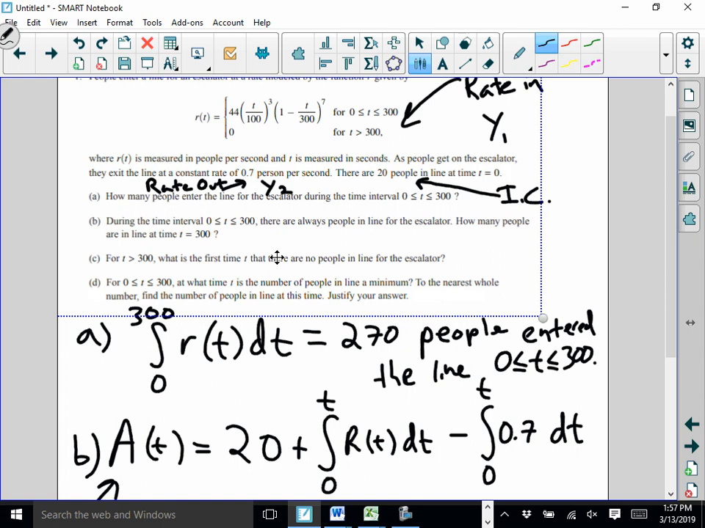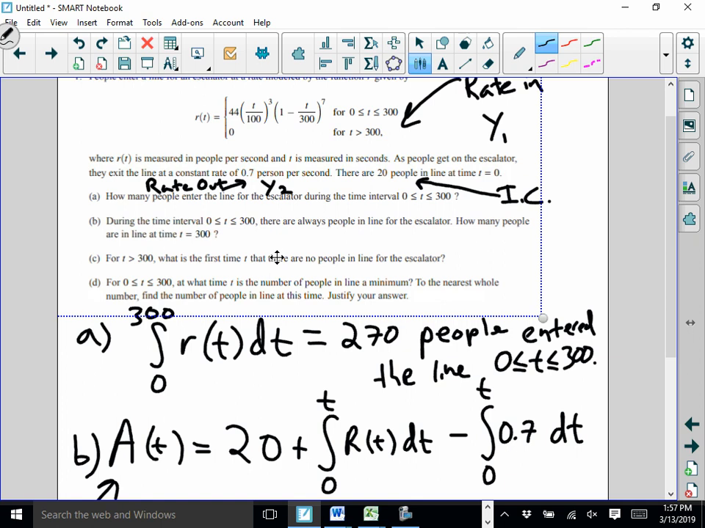Okay? So every second, 0.7 people leave. So when I think about that, that's a number, right? It's going to take me longer. If it was 1 person per second, it would take me 80 seconds. If it was 2 people per second, it would take me 40 seconds for them to all leave. What am I doing with 80 and my rate? Well, I'm just taking the number of people in line divided by the rate out. So I'm going to do that, and I have to remember that however many seconds that takes, that's the amount of seconds past T equals 300.